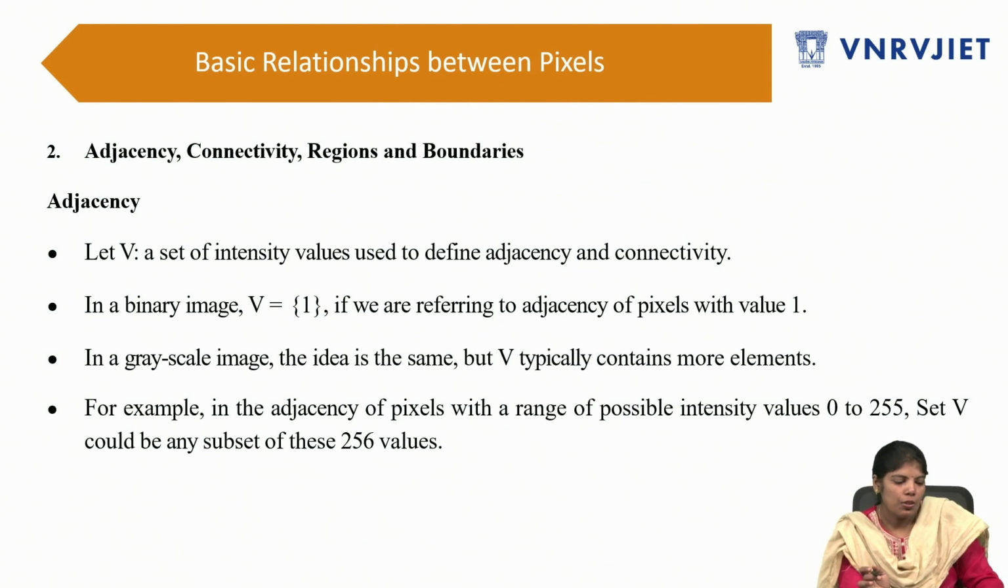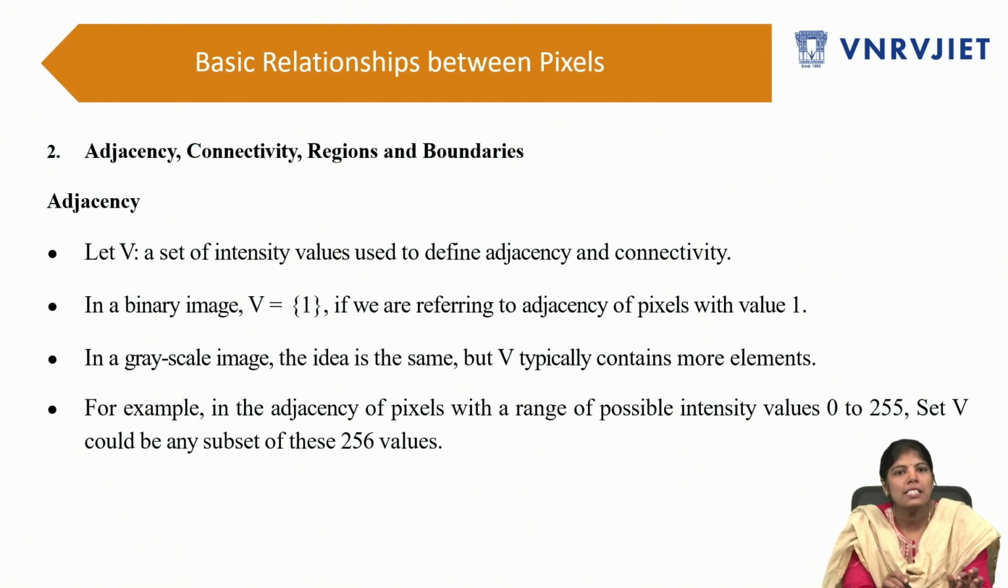Okay, so this is about some definitions of adjacency, connectivity, regions and boundaries. This is also very important in image processing. Adjacency is nothing but a pixel with the corresponding neighbors. Here I am taking V. V is a set which consists of the intensity levels. Every pixel has its own intensity level, so based on the intensity levels you can perform the operations. So here is V. V is a set of intensity values used to define the adjacency and the connectivity.